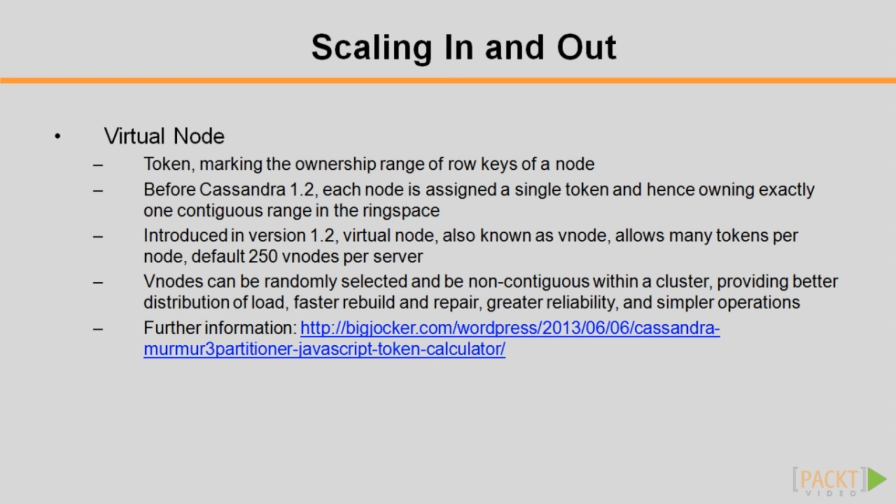Remember that a token is used to mark the ownership range of row keys in a node. Before Cassandra 1.2, each node is assigned a single token, and hence, each node owns exactly one contiguous range in the ring space. Since version 1.2, virtual node, also called vnode, was introduced to allow many tokens per node. The default value is 256 vnodes per server. vNodes can be randomly selected and be non-contiguous within a cluster, providing better distribution of load, faster rebuild and repair, greater reliability, and simpler operations.